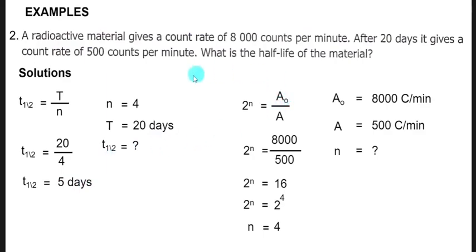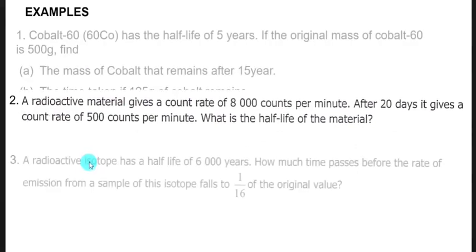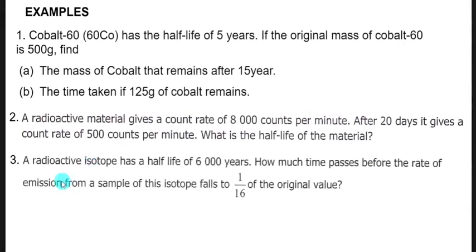However, there are many ways of calculating this, but this one is easier. Now let's go for the remaining question 3. Question 3 says a radioactive isotope has a half-life of 6,000 years.